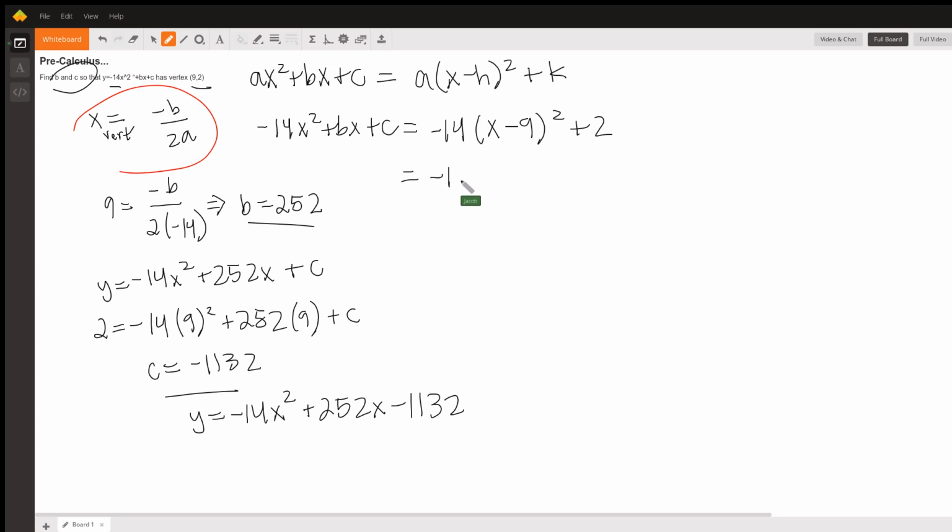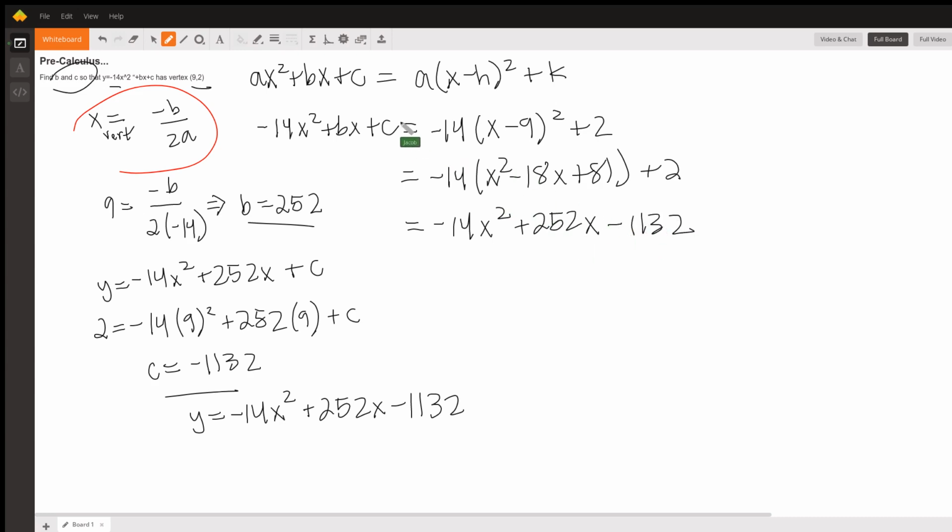I'll get negative 14 times x squared minus 18x plus 81, plus 2. So when I multiply that out, of course, again, negative 14x squared. We know that 14 times 18 already is going to be 252, so 252x. And then we saw already 81 times 14, right? And then plus 2, that's going to be equal to negative 1132, okay? So you can go ahead and check that math on your own, but that means this is b and this is c. Okay, so those are a couple of ways of going about it. There's a few other ways.